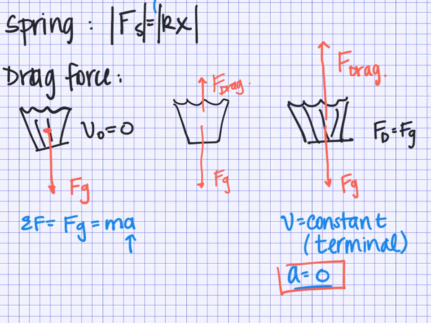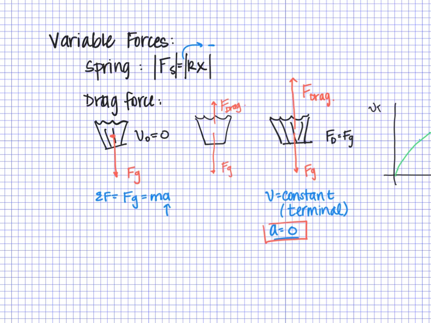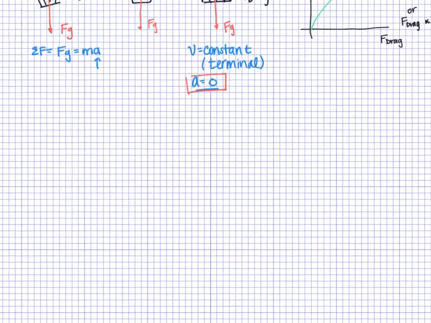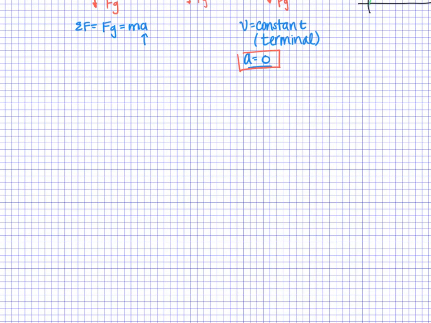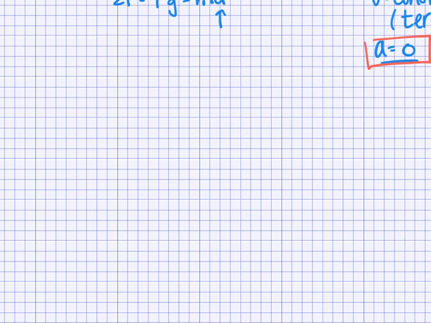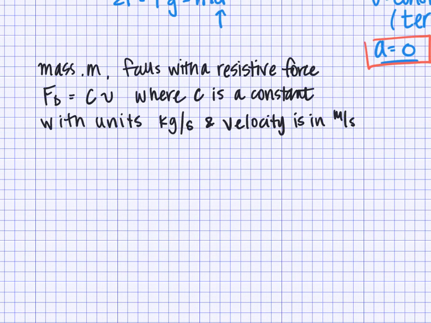So, it is common to have forces that depend on another variable, or like I said, variable forces. The spring force depends on position. The drag force will depend on the velocity, as we saw in our lab. Let's look at a case where an object is falling through the air, and it has a mass m. The resistive force acting on it is equal to c, which is a constant, times v, velocity, and the unit for the constant is kilograms per second, and the unit for velocity is meters per second.